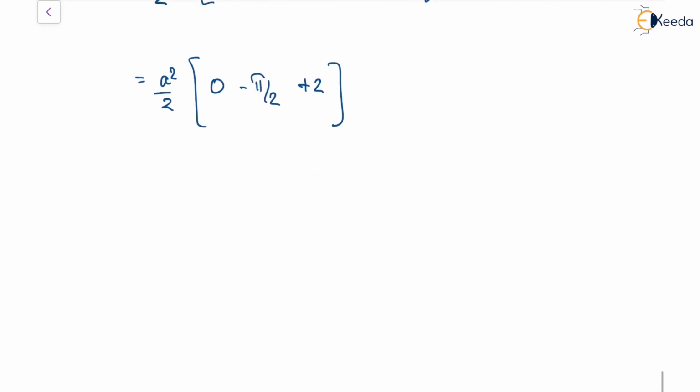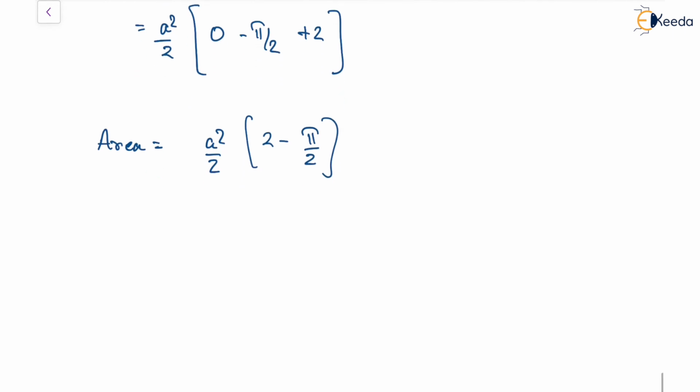That's it. If you want, of course, we can rearrange. Area is going to be a square by 2 times 2 minus pi by 2. This is fine, or if required, we can rearrange it, taking 1 by 2 inside, so it may be written as a square times 1 minus pi by 4. So this is also possible. This is the area; either form is fine, and depending on the options we can choose accordingly. So this is how we do the double integration to find the area here for polar coordinates. I hope you understood. Thank you.